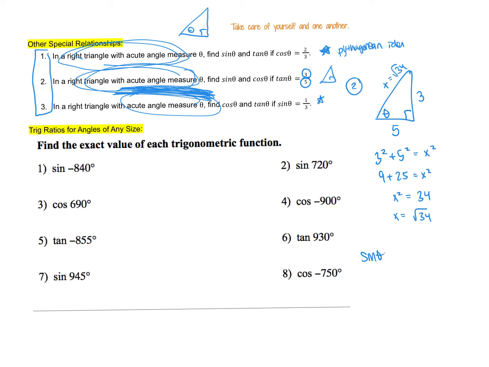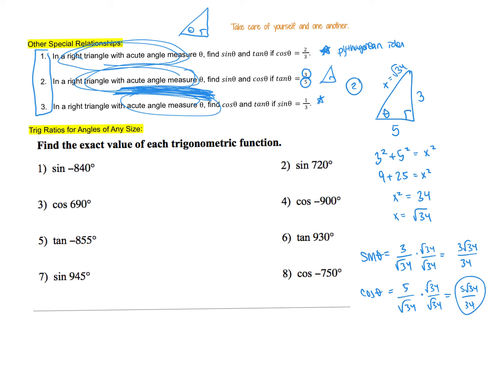So now sine theta will be opposite 3 over the hypotenuse, and then I would just rationalize the denominator, so I would get 3 root 34 over 34. And cosine will be adjacent over hypotenuse, and then again, I would rationalize the denominator, and I would get 5 root 34 over 34. Okay?